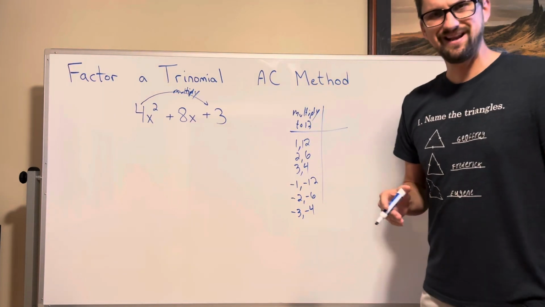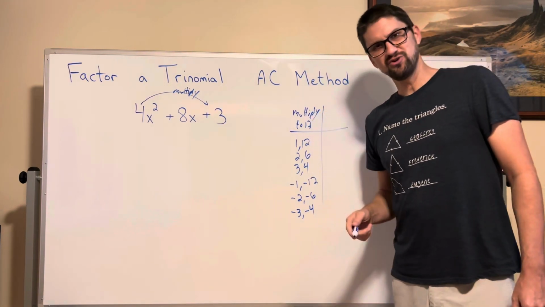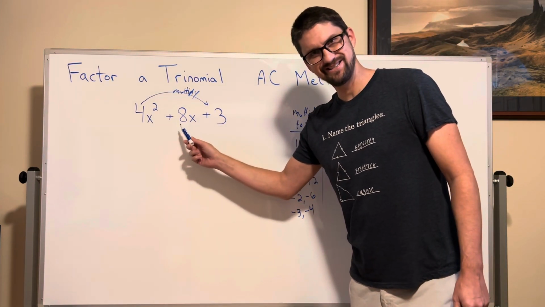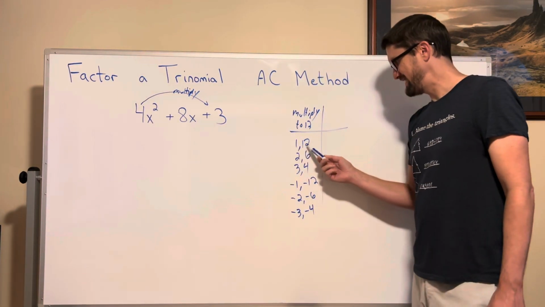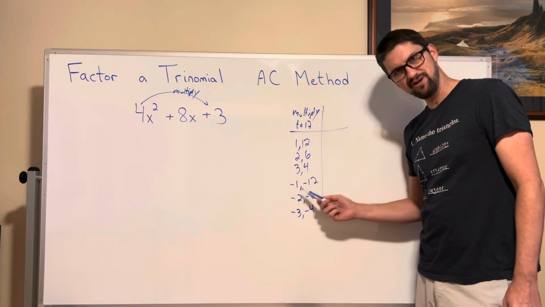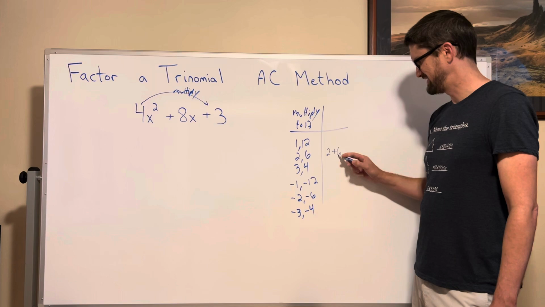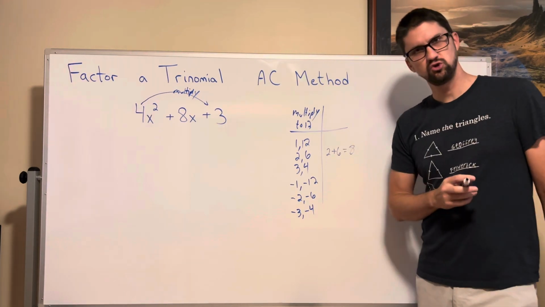You want the combination where the two numbers add to this middle number, 8. So if you add these together, you want the combination that adds to 8. And it's right here. 2 plus 6 is 8.